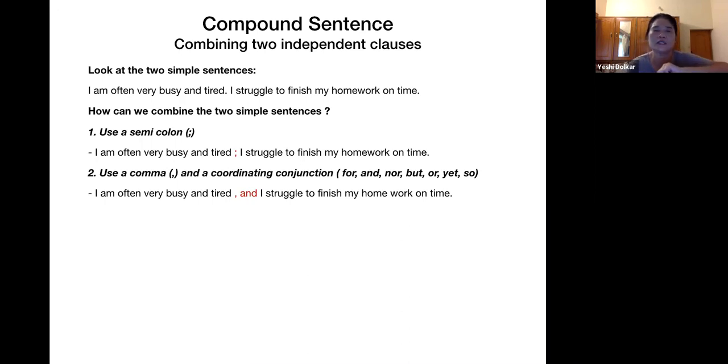That is the coordinating conjunction. These two combine them. That's how you write a compound sentence, joining two independent clauses.